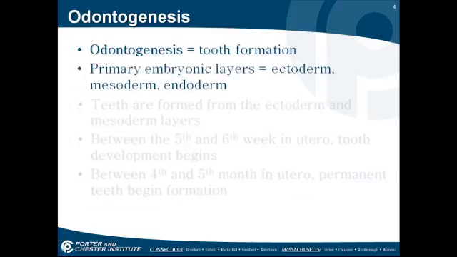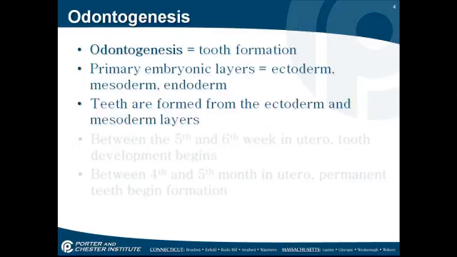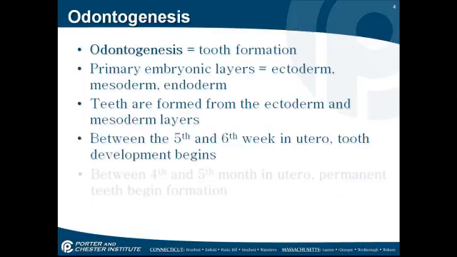At the beginning, we talked about the primary embryonic layers being the ectoderm, mesoderm, and endoderm. Teeth are formed from the layers of the ectoderm and the mesoderm. During the 5th and 6th week in utero, tooth development actually begins. So that's about 1 month, 1 to 1.5 months into pregnancy.